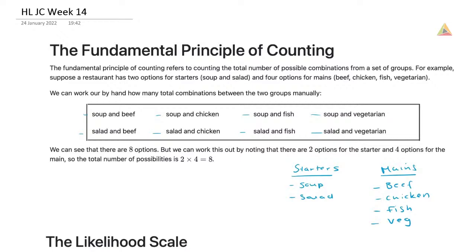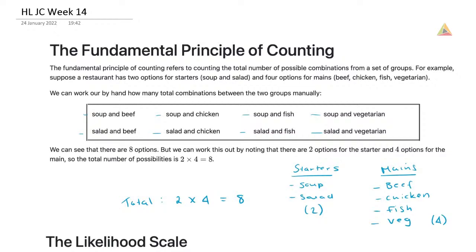So again, we can see with starters, we have 2 options here, and for the mains, we have 4 options. So the total number of options is your 2 starters multiplied by your 4 main courses. That's 8 different possible combinations, and you can see the 8 combinations written in the above table.